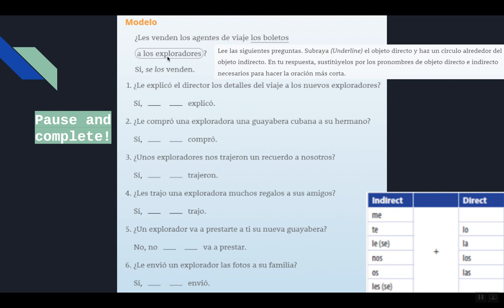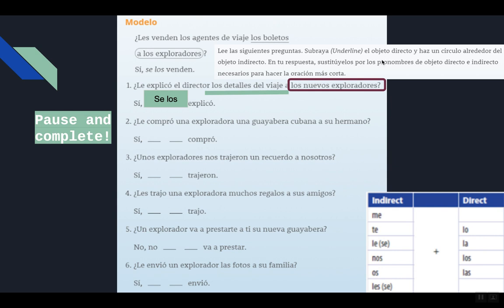Okay, so pause and complete this activity. It says subraya, or underline, el objeto directo, and haz un círculo alrededor del objeto indirecto. En tu respuesta, sustituirlos por los pronombres directo e indirecto necesarios. So number 1: Le explicó el director los detalles del viaje a los nuevos exploradores. So what did he explain? Los detalles. To whom? Los nuevos exploradores. So we would say, sí, se los explicó. So go ahead and do number 2 through 6 and we'll come back and review them.